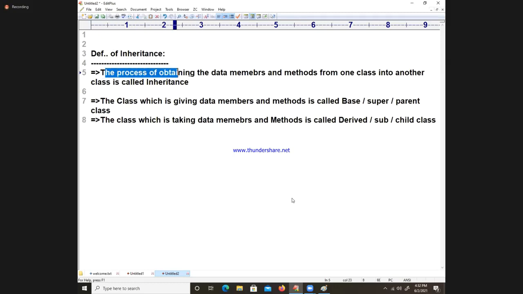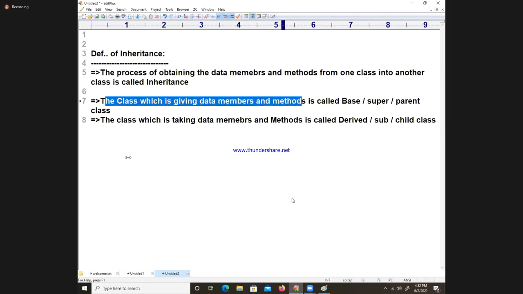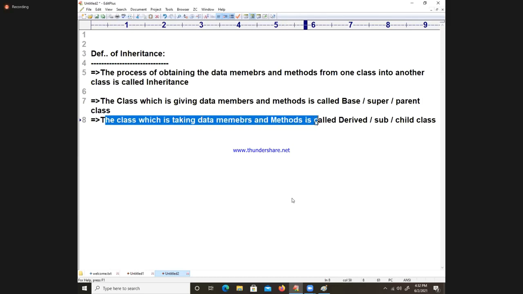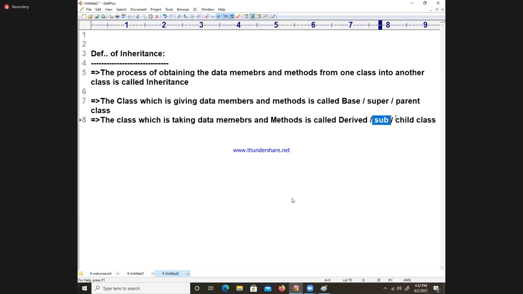The process of obtaining the data members and methods from one class into another class is called inheritance. In the definition of inheritance, we have some words. The class which is giving data members and methods is called the base, super or parent class. The class which is taking data members and methods is called the derived, sub or child class.